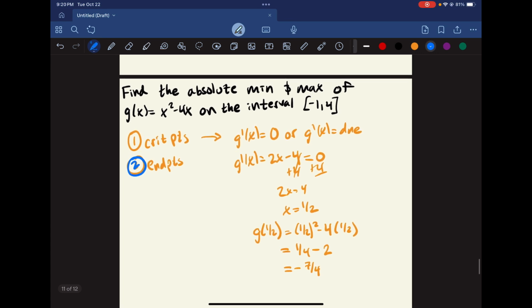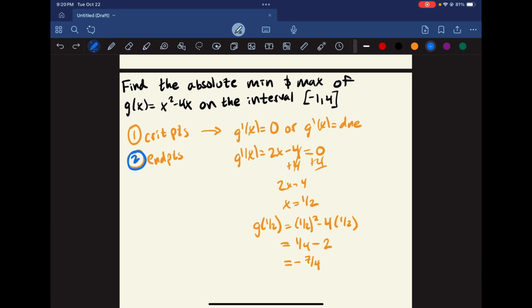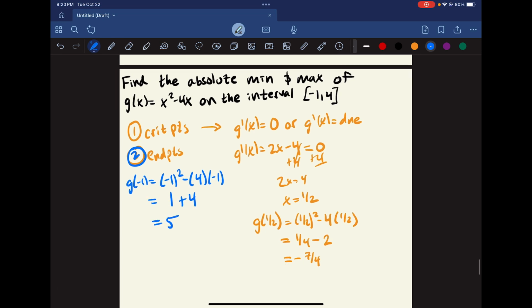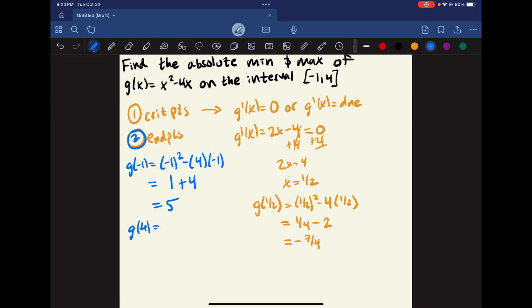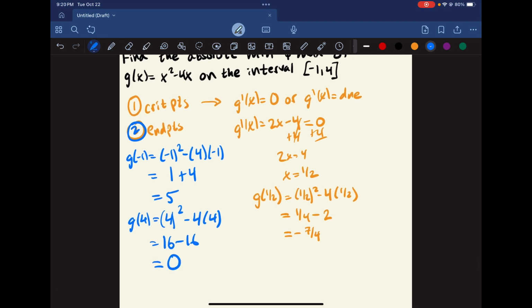And then now for our endpoints. So we've got -1 and we've got 4. So now we need to plug those in. So g of -1, that's going to be -1 squared minus 4 times -1. So that's going to equal 1. And that's going to be a double negative, so that's going to be a plus 4. So that's going to be a 5. And then our other endpoint is going to be 4, right? So that's going to be 4 squared minus 4 times 4. So it's going to be 16 minus 16, which is going to be 0.